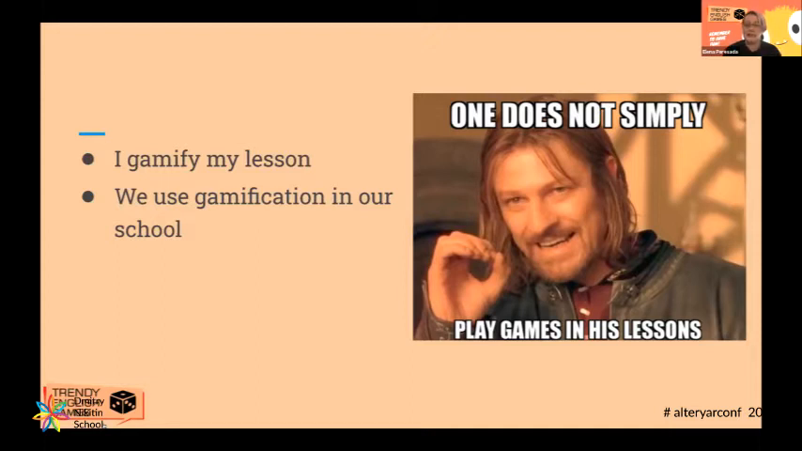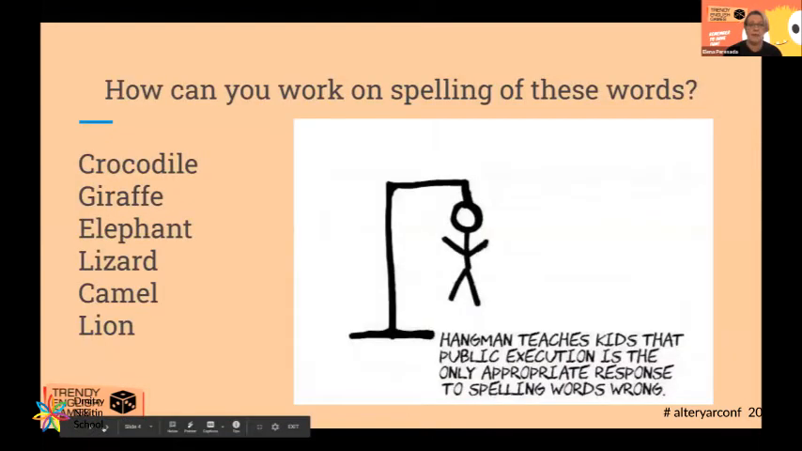And the thing is that gamification, games-based learning, and just using games during your lessons, these are three different things. So gamification is not playing games. And it is a big mistake to think that if you play some games during your lessons, you gamify your lesson. Gamification is something different. Let me give you an example.